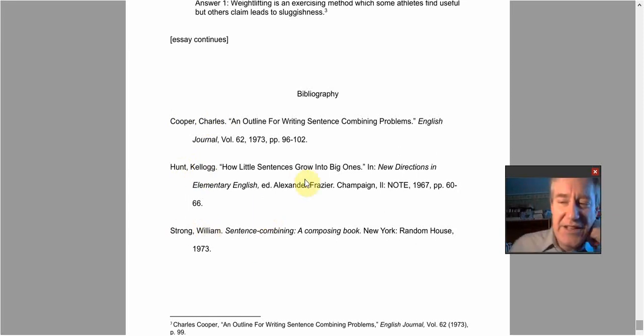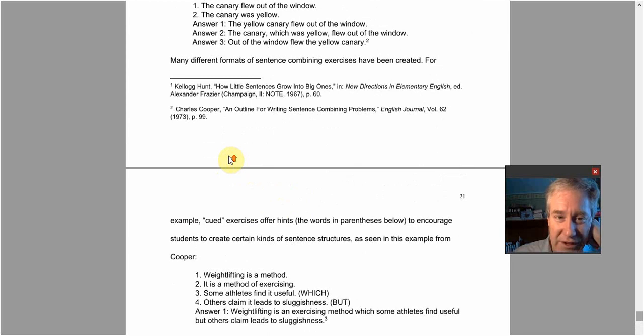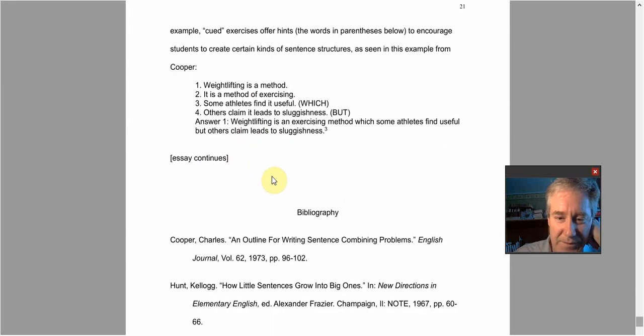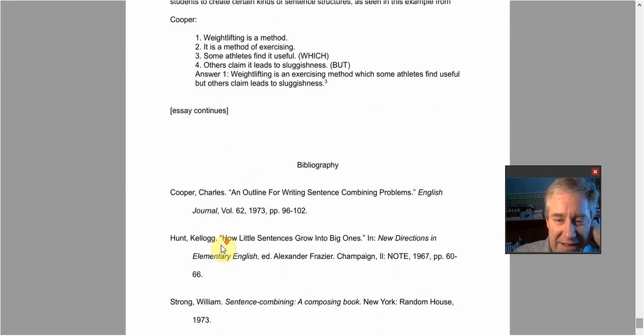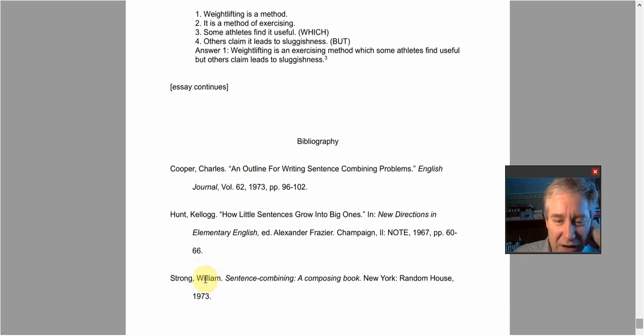But things are a little bit different than the footnotes. Okay? So in many ways they look exactly the same as the footnotes, but they are a little bit different. For one thing, you'll notice the last name comes first in the bibliography entry. In the footnote, it said Charles Cooper, but here it says Cooper, comma, Charles. Here it's Hunt, comma, Kellogg. When you look at the footnotes, it's Kellogg Hunt and Charles Cooper. And Strong, comma, William.